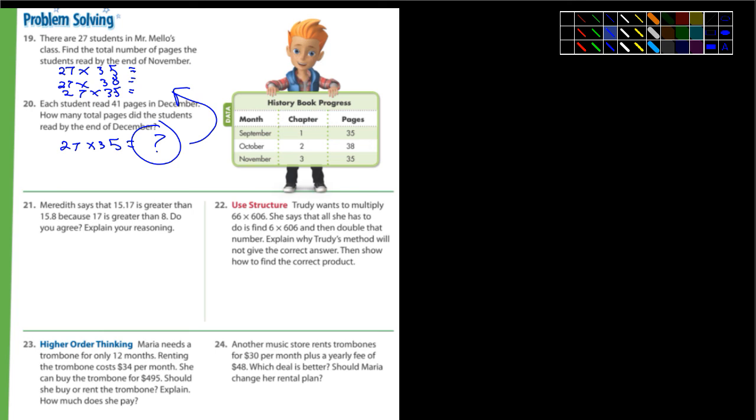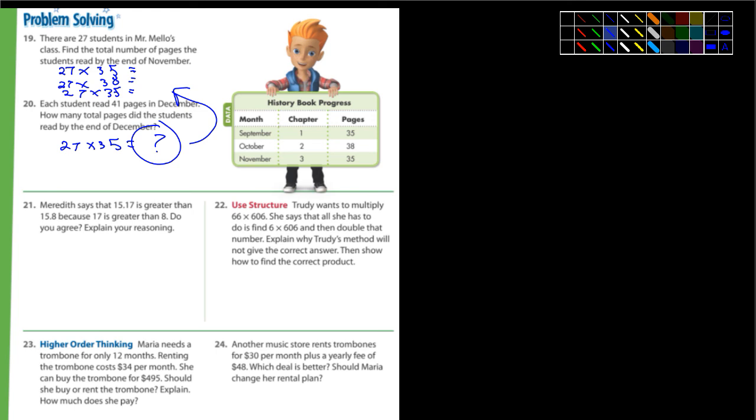21, Meredith says that 15.17 is greater than 15.8 because 17 is greater than 8. Do you agree? Explain your reasoning. I do expect you to do that one. I'm not going to help you out with that one. I want you guys to think about that. What's wrong with her reasoning?